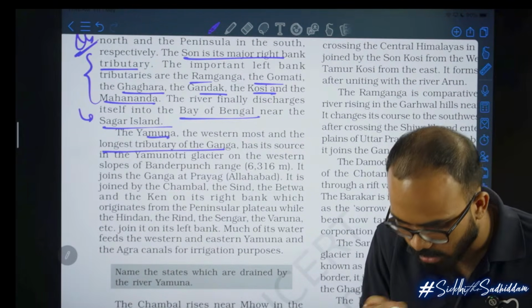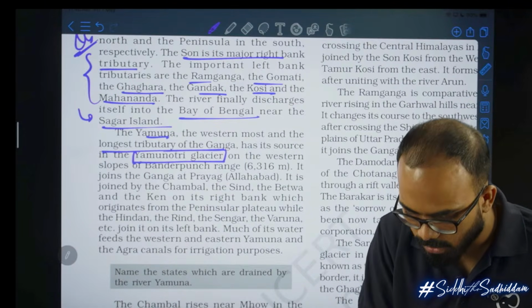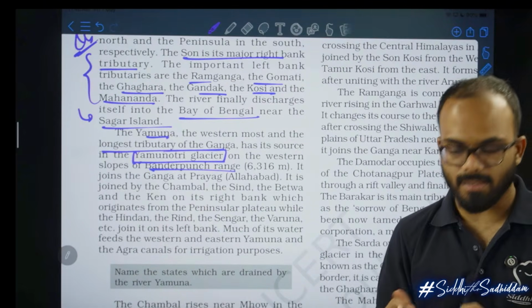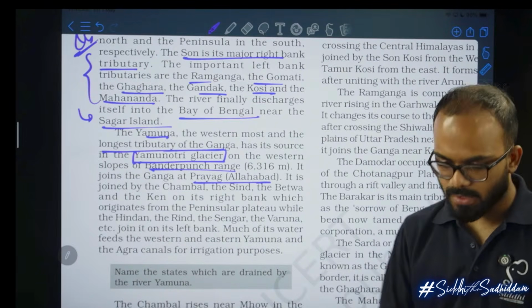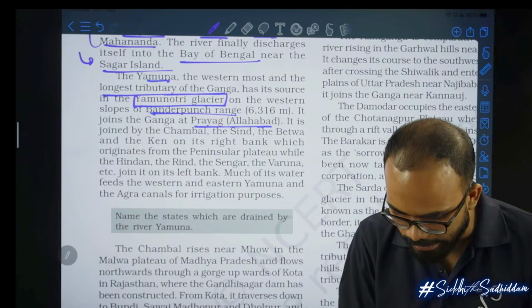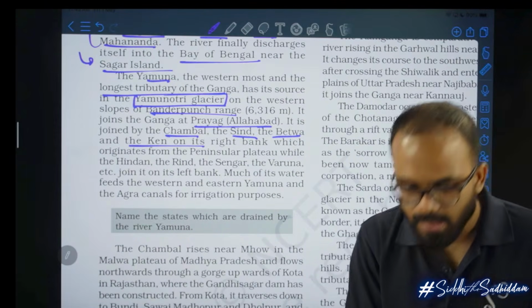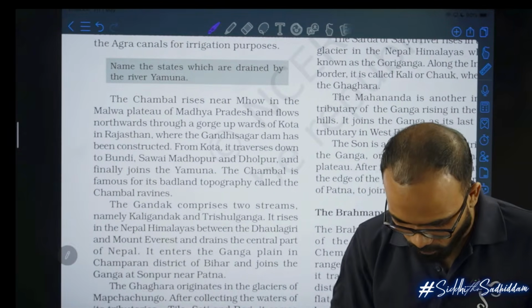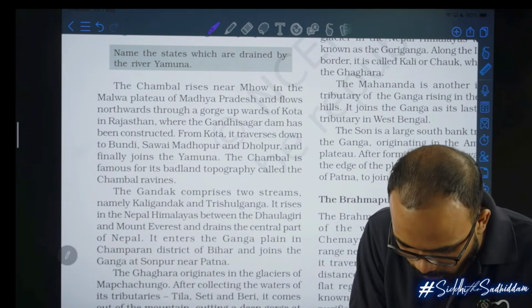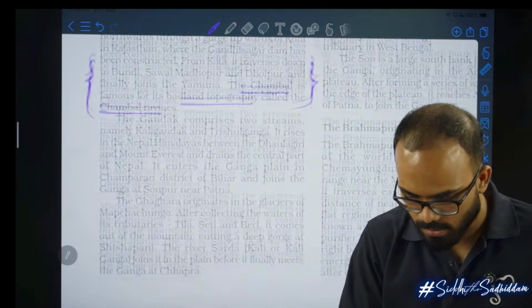Yamuna is the longest tributary of Ganga. It starts at Yamunotri Glacier in the Bandarpunch range. Then at Allahabad it joins Ganga. This line there can be a question. Then for Yamuna you have Chambal, Sindh, Betwa, Ken that come and join. This they can ask you. Chambal ravines, I spoke to you. Chambal ravines and badland topography. This they can ask you.